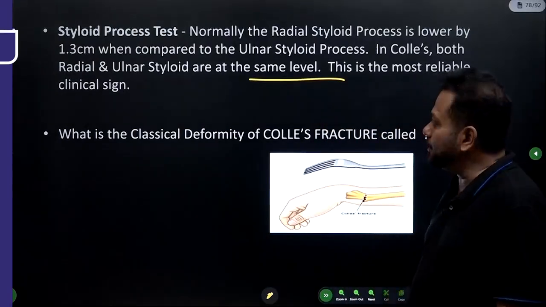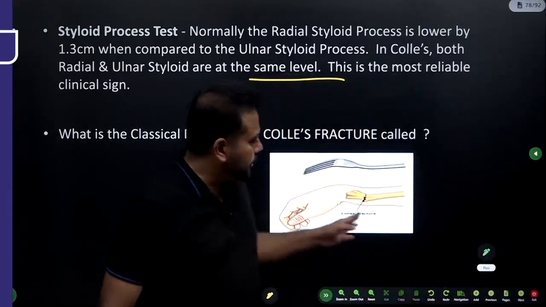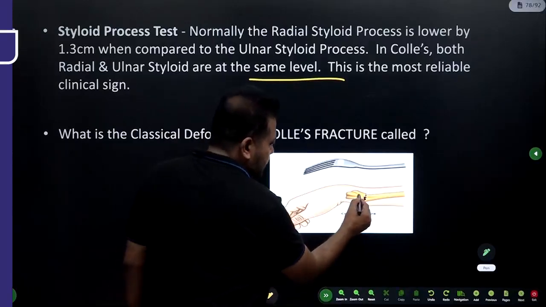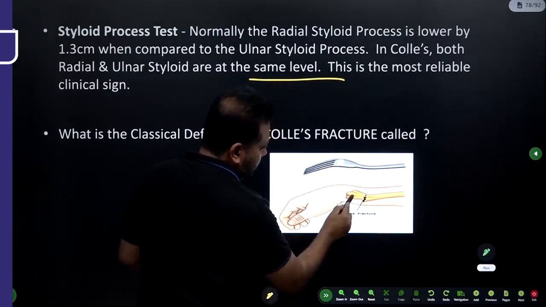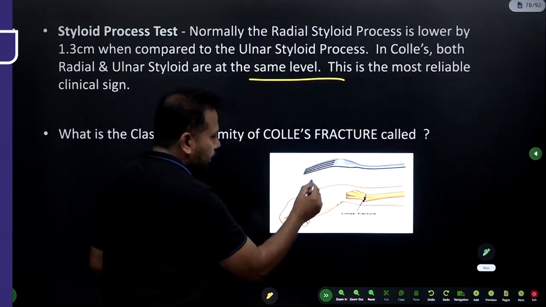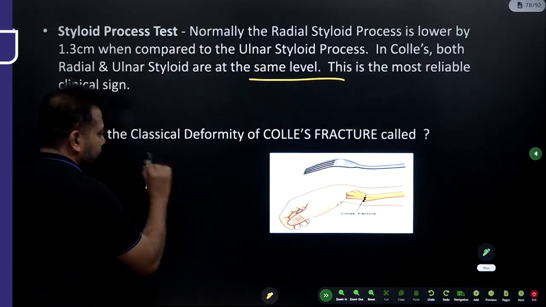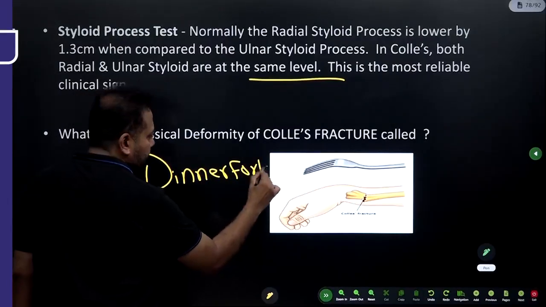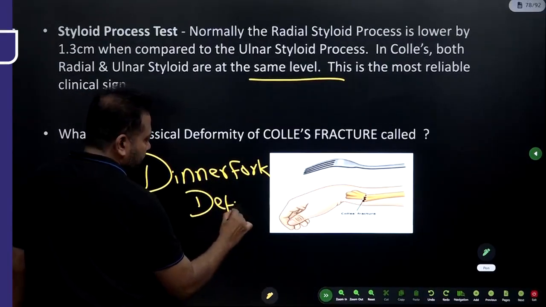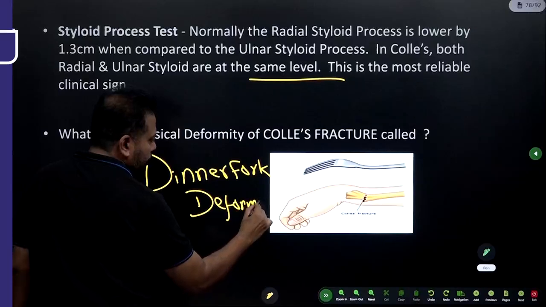The classical displacement of Colles fracture, we'll look at here. This is the distal fragment which is shifted dorsally. Concentrate here. The distal fragment is shifted dorsally like a dinner fork. So the classical deformity of Colles fracture is called a dinner fork deformity. Repeated MCQ many times. Dinner fork deformity.